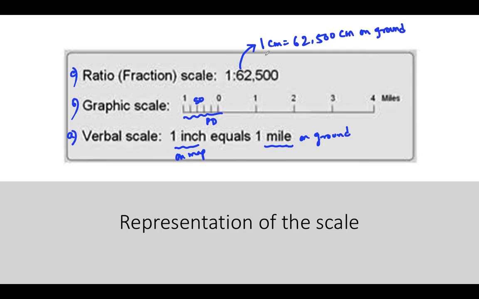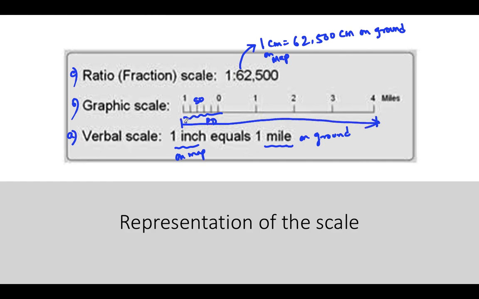Clear? In a verbal scale, it is clearly mentioned that 1 inch is equal to 1 mile. In a graphical scale, it is not clearly mentioned. At first you have to measure the scale, then understand that, okay, so many centimeters is equal to 5 miles. Each and every centimeter represents something. Here, if you measure it, it's 5 centimeters. So 5 centimeters is equal to 5 miles, so 1 centimeter is equal to 1 mile.